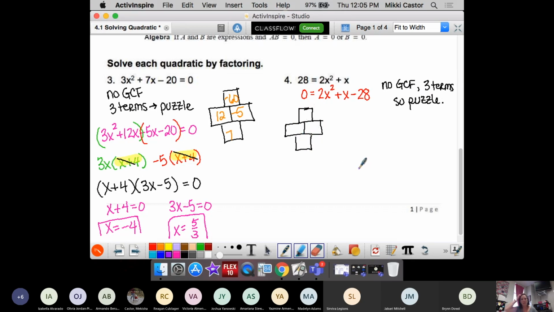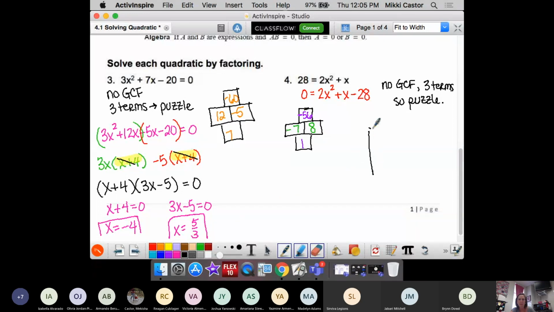All right, so this time in the puzzle, a times c, 2 times negative 28, should be negative 56. And in the middle would be a 1. My b value would be 1. All right, so factors of 56, 1 needs to be negative, 1 needs to be positive, so I get a negative 56 in there. So I would say negative 7, positive 8 should get that one for us.